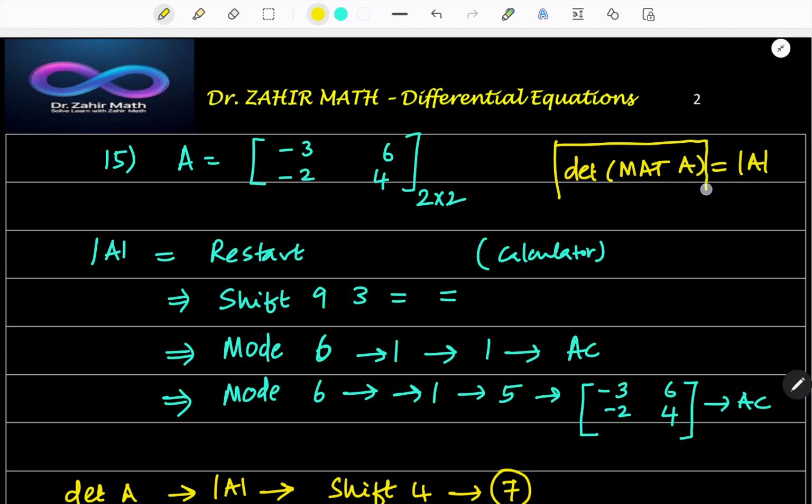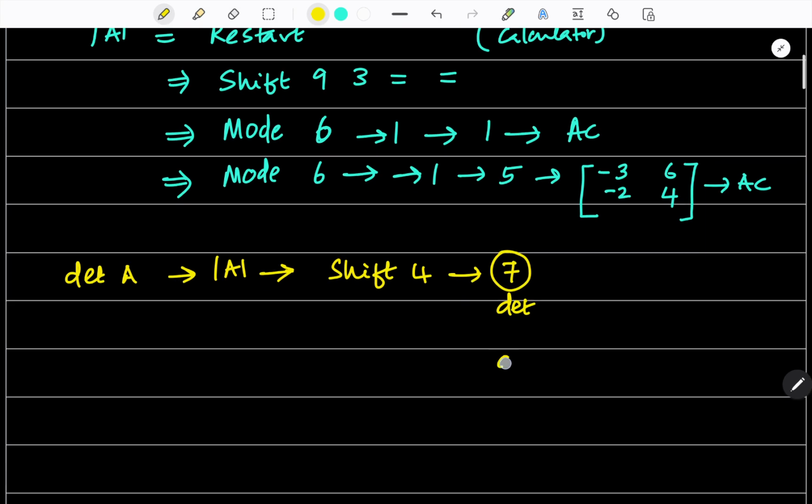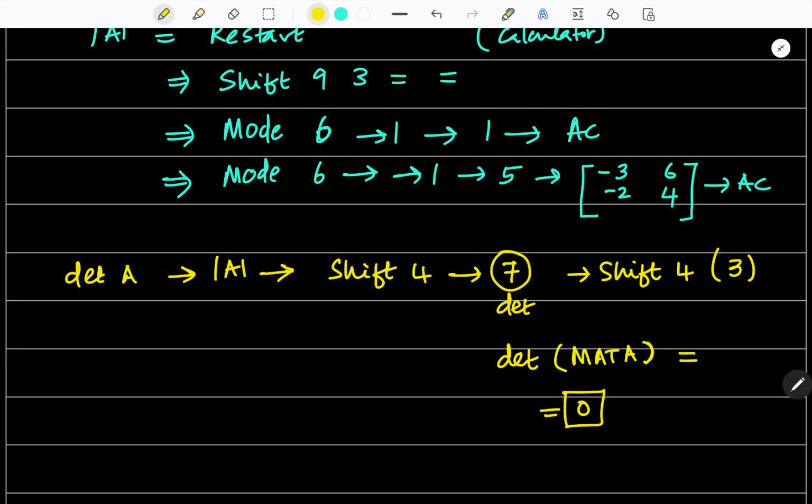So the prompt which you are going to give is this one. The screen will show det and brackets. After that, again shift 4, then your data is in number 3. Number 3 is mat A. So your screen will show det of mat A. Then close it with the brackets. Then press equal. You get 0 as the answer.